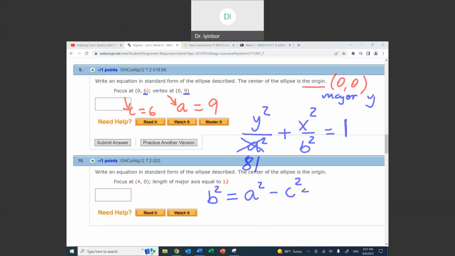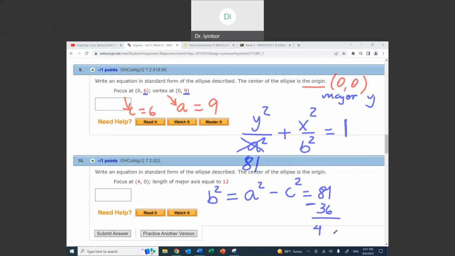So what is a squared? 9 times 9 is 81. Minus, I'm going to put it down so it's easy to subtract. What is that? 6 times 6 is 36. So when I subtract 81 minus 36, what did I get? 45. Okay? So now, if you notice here, b squared is 45.